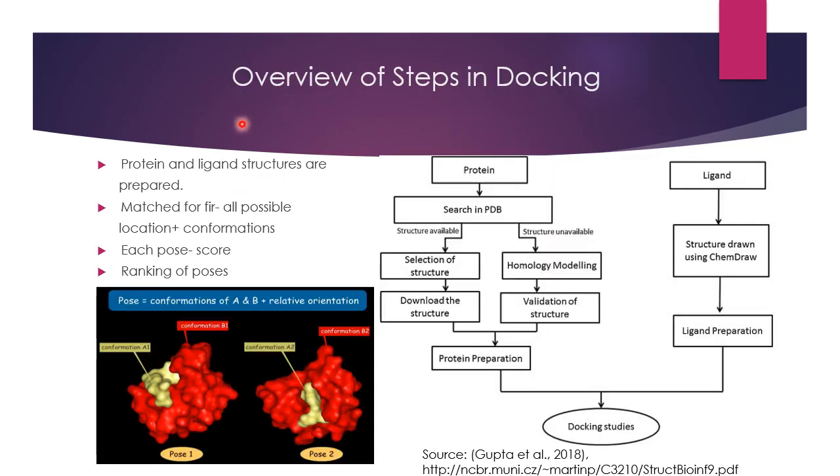Then we can see the overview steps of docking. Take the protein, search in PDB, and find the structure. Same for the ligand. Then do the docking. The protein and ligand structures are prepared and matched to form perfect conformations. These conformations are called poses. Poses are ranked according to the least energy and also the interactions.